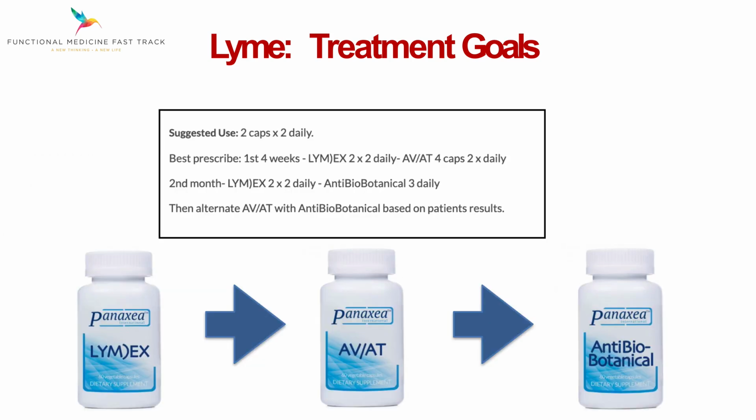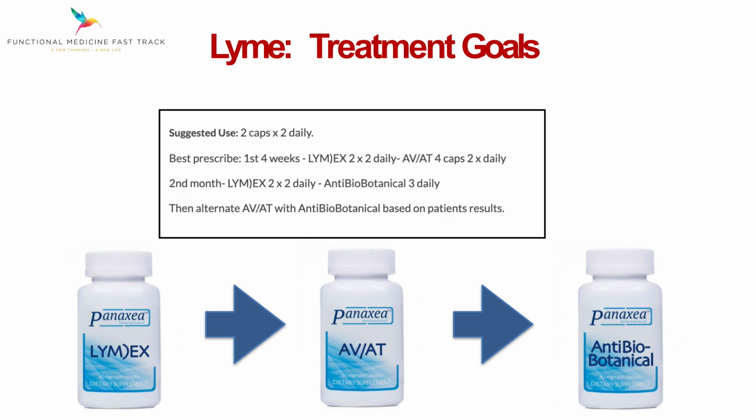So typically we would use 3 specific products. One, Lymex, and we will start with that. This will be the protocol that we would use. In the first 4 weeks, the first month, you're going to use the Lymex twice a day. You're going to use that alongside the AVAT, which is antiviral, and you're going to use 4 caps twice a day. In the second month, you're going to change that around. You're going to continue with the Lymex, doing 2 twice a day, and you're going to use the anti-biobotanical, and you're going to use 3 of those daily.